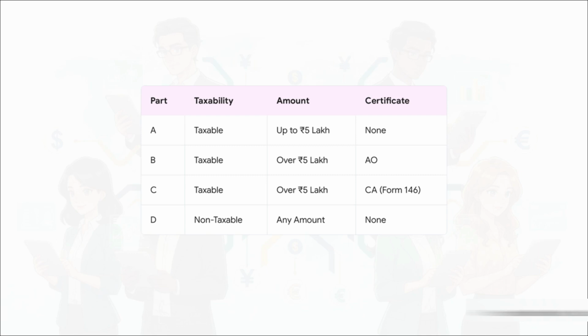If your transfer is taxable but stays under 5 lakh rupees in a financial year, you just need Part A. That's a simple self-declaration. Part D is for non-taxable remittances of any amount. Easy enough, right? But take a look at Part B and Part C. Once your taxable transfer crosses that 5 lakh tipping point, you can no longer do this alone. You must loop in the government through an assessing officer certificate for Part B, or much more commonly, bring in a chartered accountant for Part C.